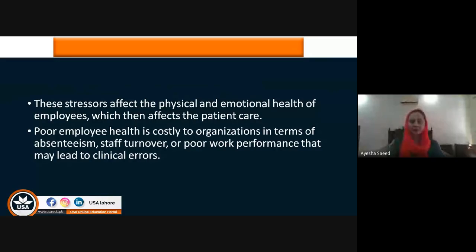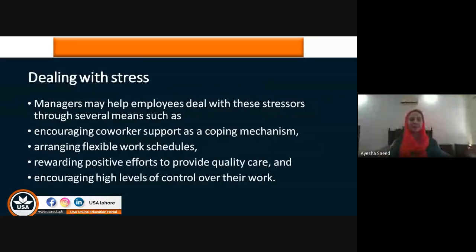And what managers can do is help the employees deal with these stressors through several means, such as encouraging co-worker support as a coping mechanism. So they can make teams and they can provide somebody who is stressed with co-worker support, and they can be attached to a person who is more mentally stable or someone who has been in the organization for the last many years.